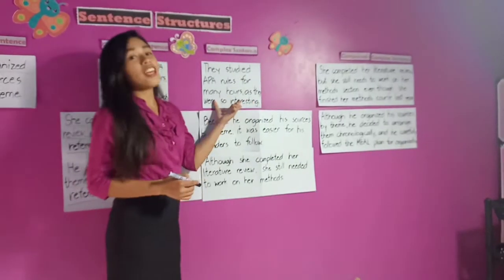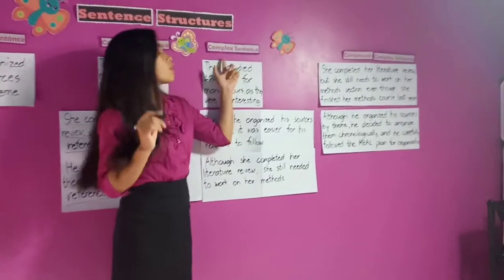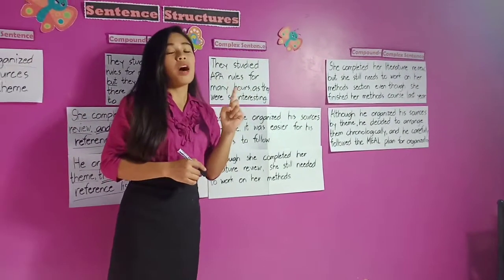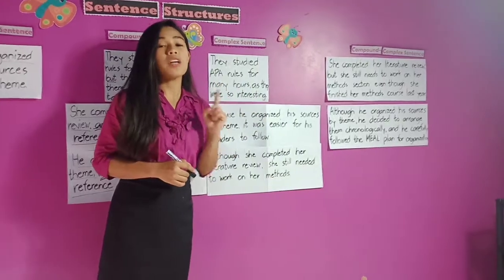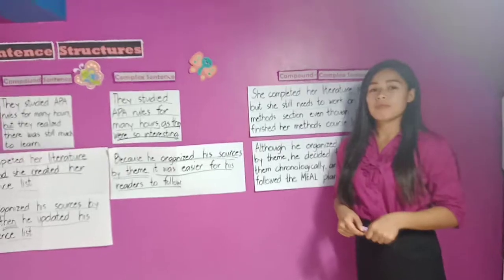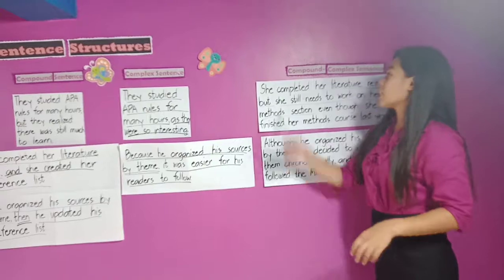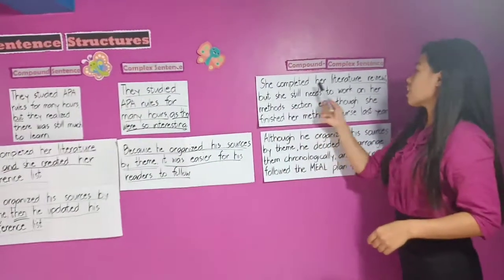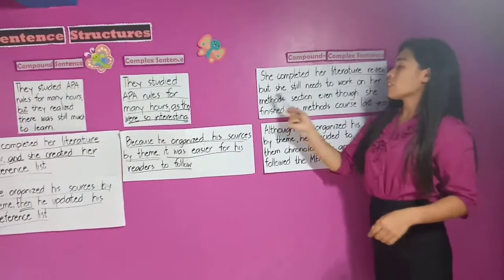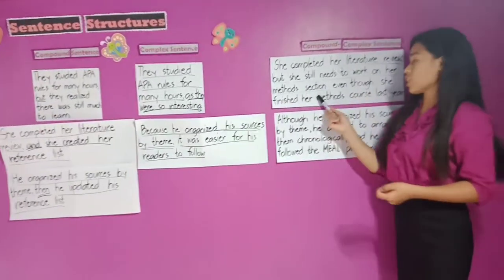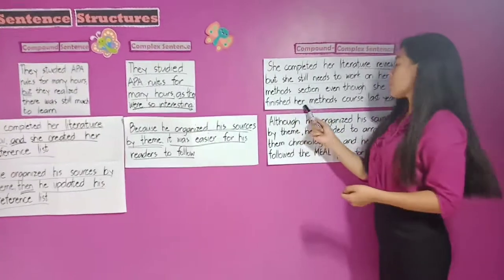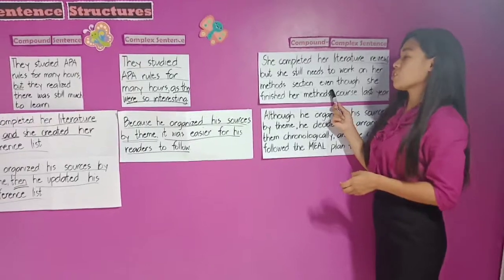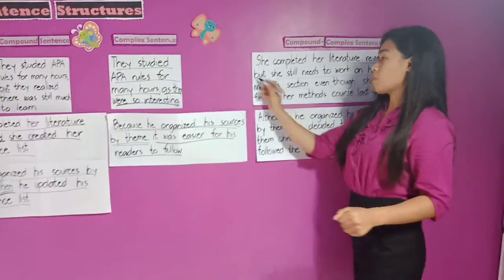So in this complex sentence, as we have discussed, there is one independent clause and one or more dependent clauses. And now for the last one, the compound complex sentence. The sentence is she completed her literature review, but she still needs to work on her methods section even though she finished her methods course last year. So in this sentence, there is a conjunction but. So the conjunction is but.